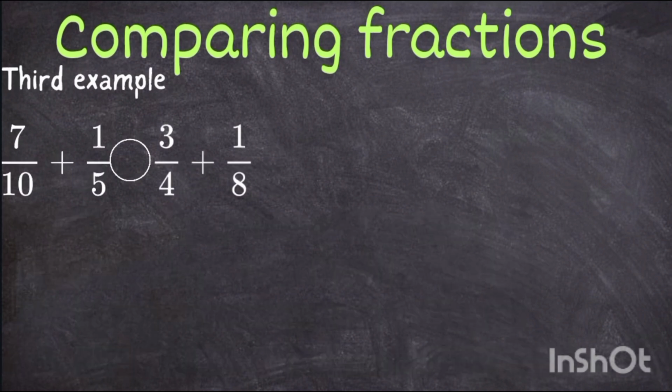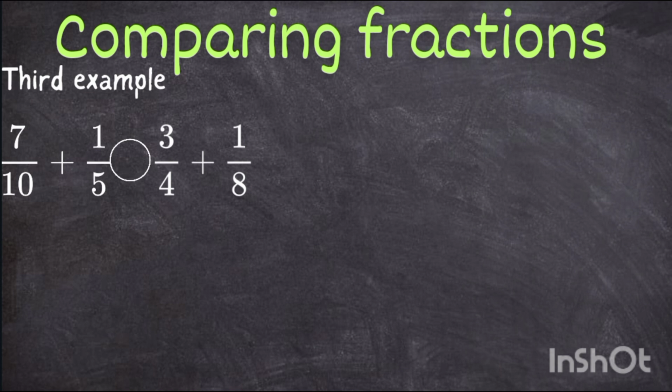So let's move to our next example, which is 7 by 10 plus 1 by 5. We need to compare this with 3 by 4 plus 1 by 8, right? Let's simplify our first fraction, 7 by 10 plus 1 by 5. For simplifying, we need a common denominator. Since we have different denominators, we need to find the LCM. The LCM of 10 and 5 is 10, right?